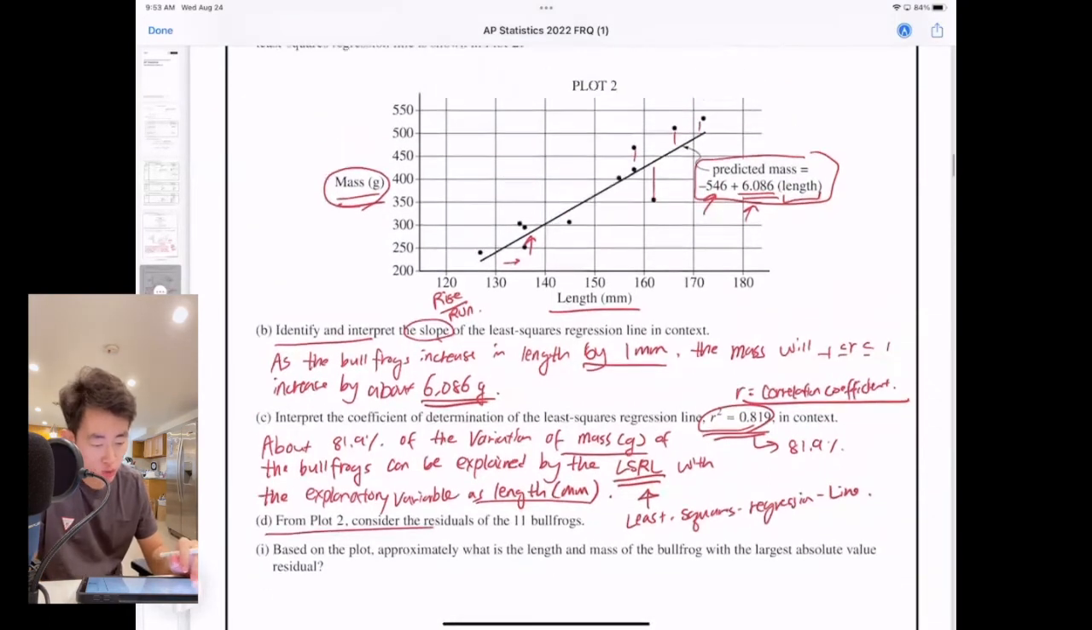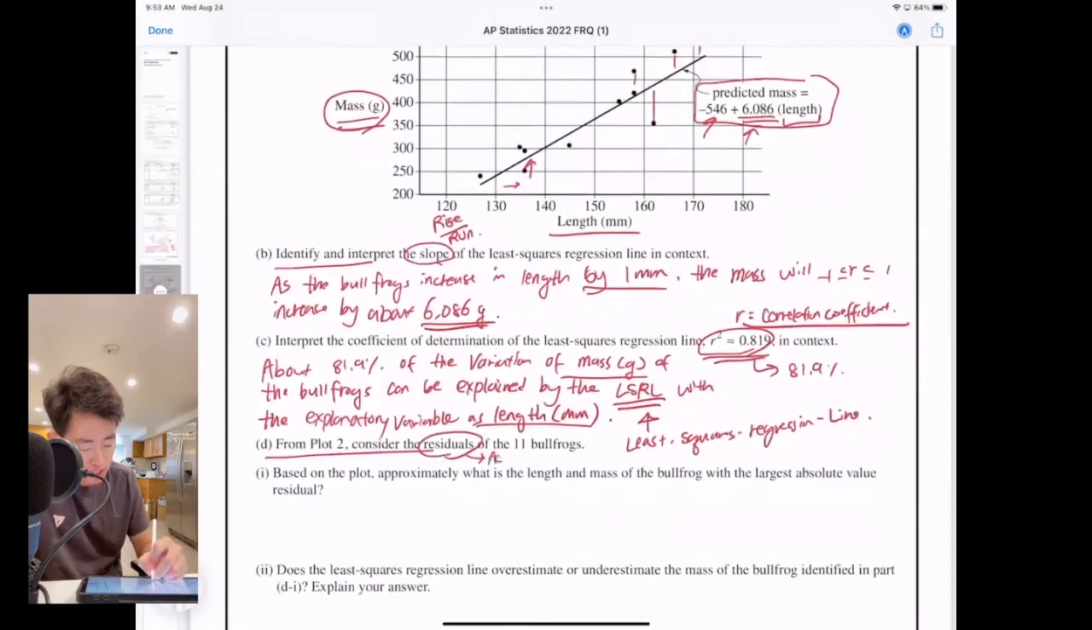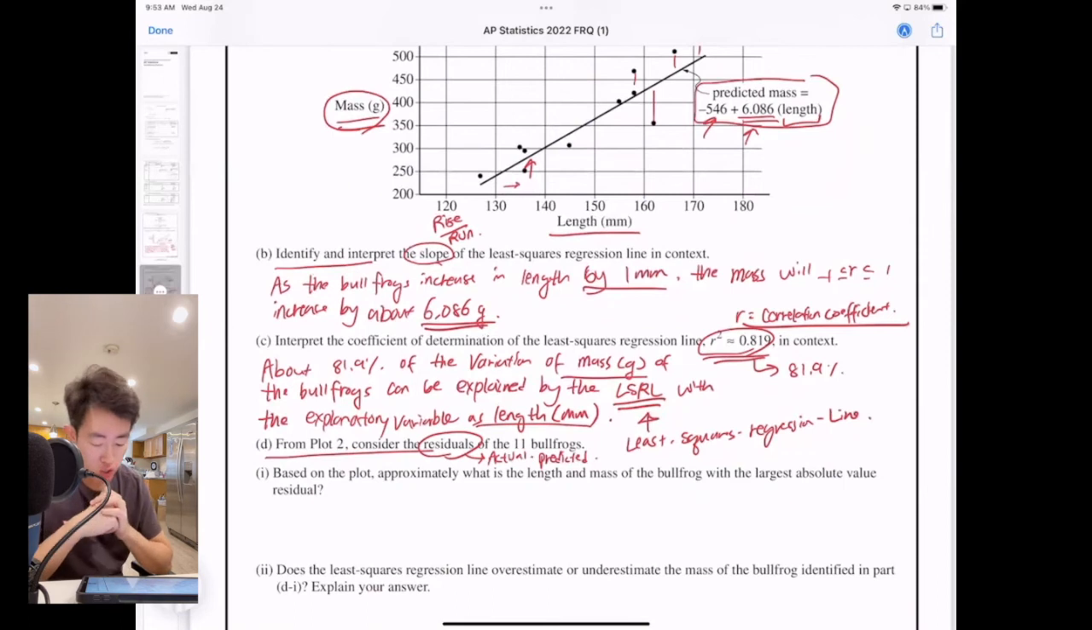Okay, so we have plot 2. Consider the residuals. So what is a residual? Residual is actual minus the predicted. It's always how far the dots are from the line itself. So based on the plots, approximately what is the length and mass of the bullfrog with the largest absolute value residual? This is talking about the dot that is furthest away from the line. And as you can see, that outlier that we mentioned is pretty much the one with the largest absolute value of residual.